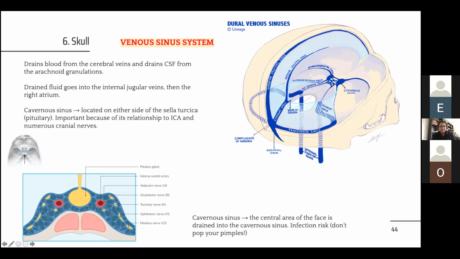The other thing is that the cavernous sinus actually also drains the central area of your face, which is why it's not good to pop pimples or anything like that, because the infections can track back through veins and sit and grow in the cavernous sinus, which can then affect your brain. So you can end up with encephalitis or meningitis if that happens.